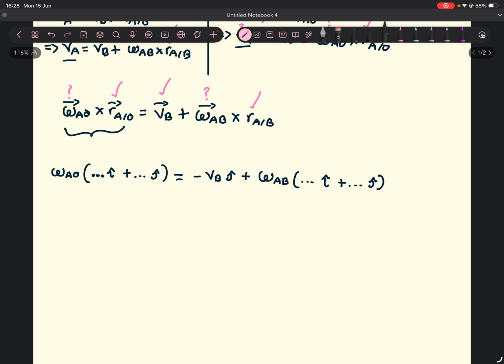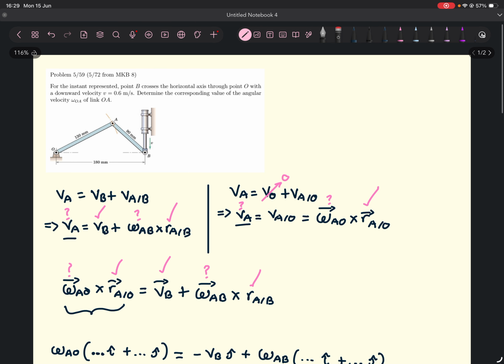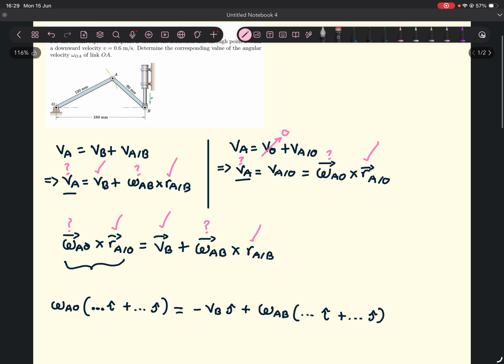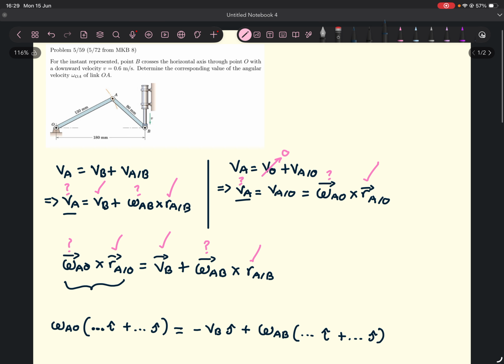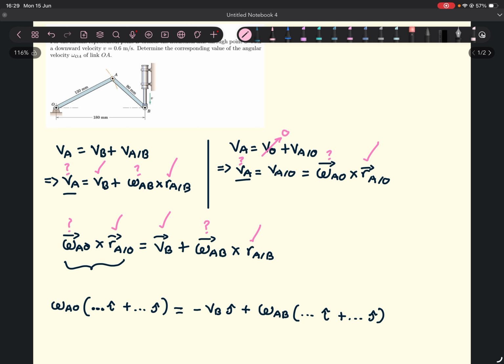Then we want to equate our i's together and our j's together, and then you can solve simultaneously for omega AO. So that's one method of solving the question. Another method of solving the question is using a vector triangle.